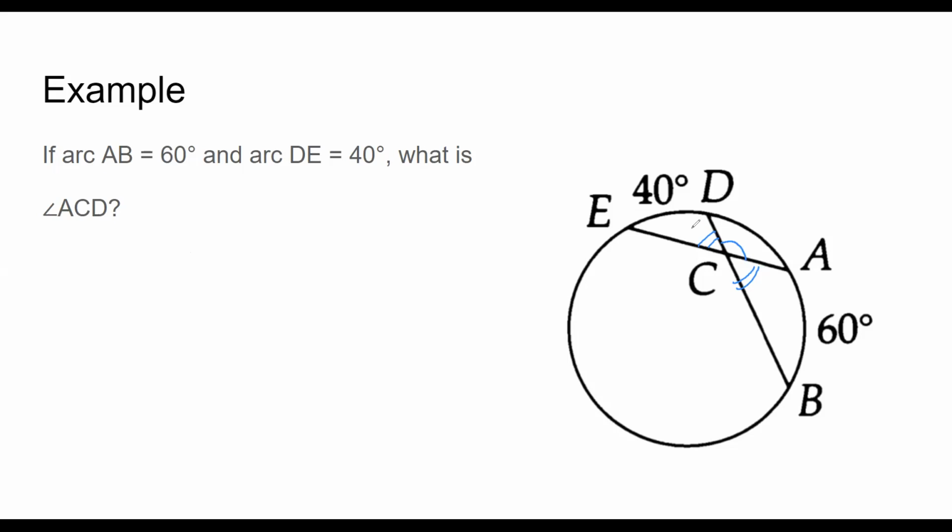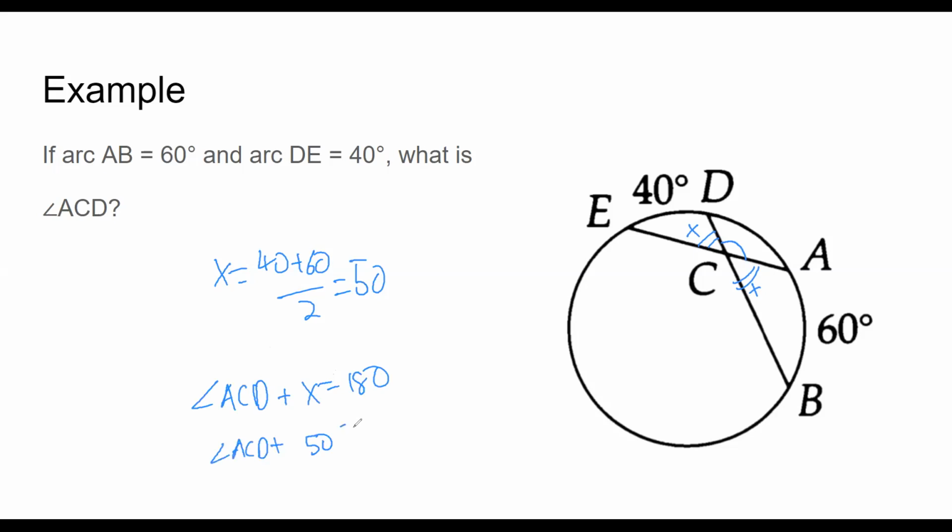Let's call this angle X. These are both X because they're vertical. We have X is equal to 40 plus 60 over 2, which is 50. And then after we know that X is 50, you'll notice that the angle we're looking for, angle ACD, is supplementary to these X's. So then we have angle ACD plus X is equal to 180. X is 50. So then angle ACD is equal to 130 degrees. Okay, so that's just an application of what we just learned.